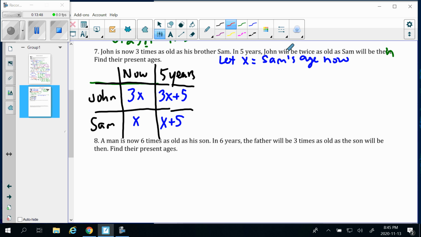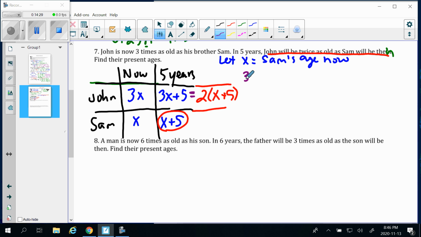But we have an additional clue. John will be twice as old as Sam will be then. So John's going to be twice as old as Sam here. So if this is Sam in 5 years, then John is going to be 2 times that. And the fact that we're trying to cram 2 different expressions into one box is the key to your equation, because we have a clue about this, which is 2 times x plus 5, but we also know that in 5 years, naturally, John is going to age by 5 years. And this is the key to coming up with our equation, trying to cram 2 expressions into one box.